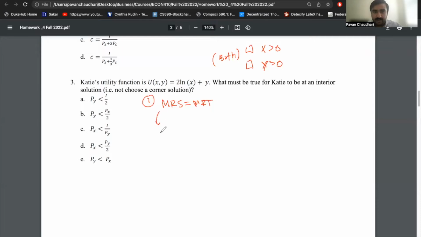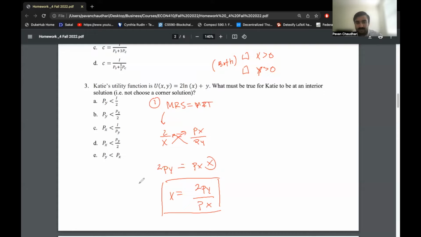Here we get the MRS is 2 over X, and the MRT is PX over PY. Cross multiply, we get 2PY equals PXX. And in this case, we don't have an opportunity to solve for Y. We can only solve for X, right? There's only X in here. So we'll solve for X. We get X equals 2PY over PX.